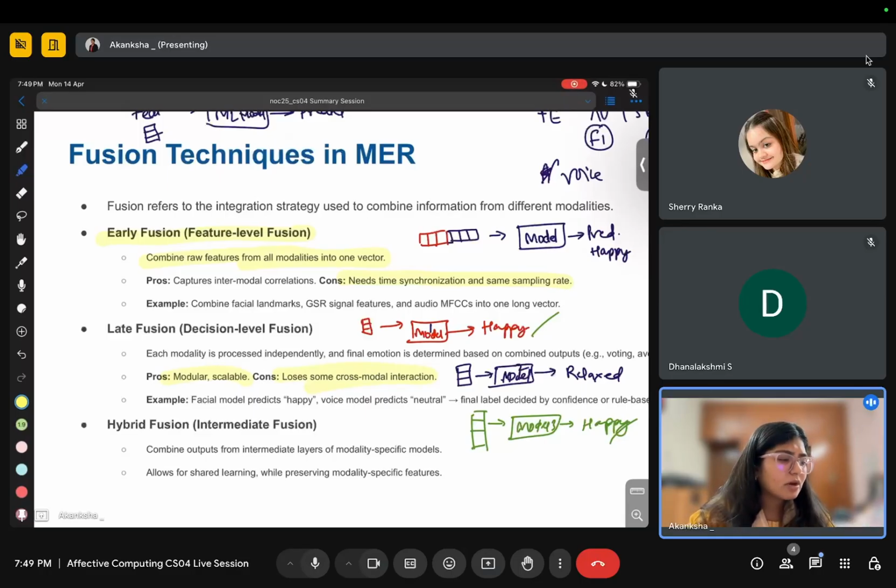it loses cross-modal interaction, because your voice and facial expression can contain some mutual information. But in this case, since we are processing them separately, it can lose this information. Then comes the hybrid fusion.